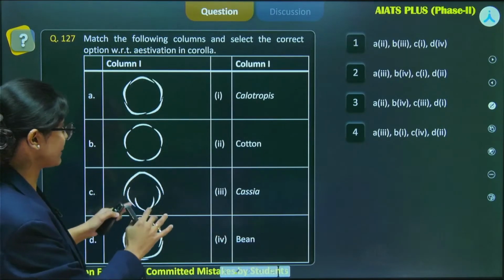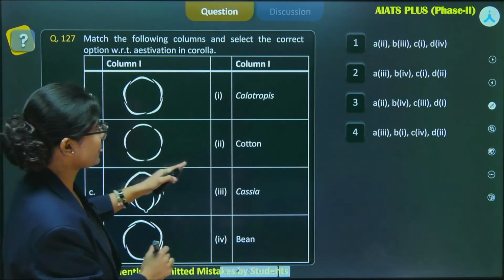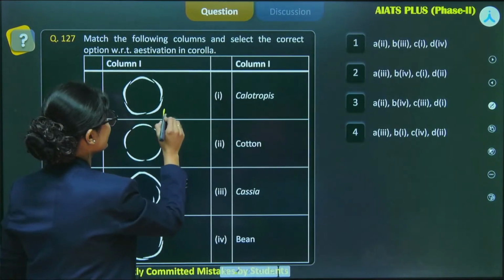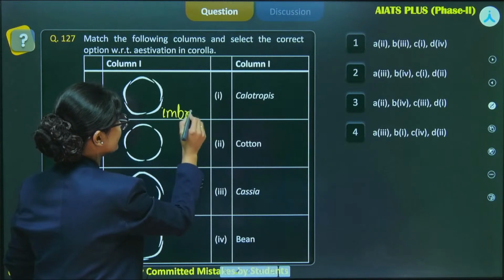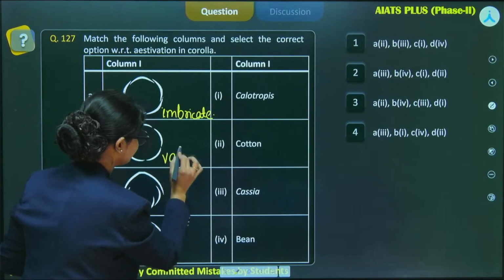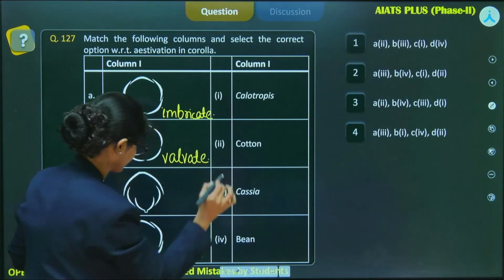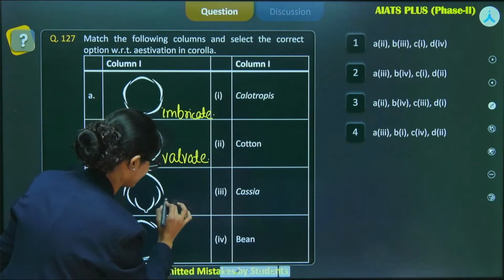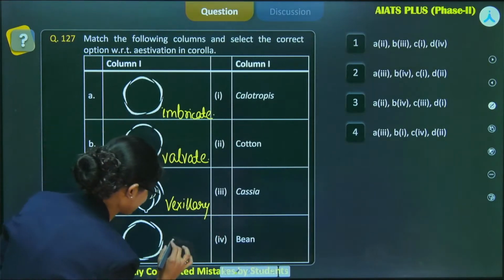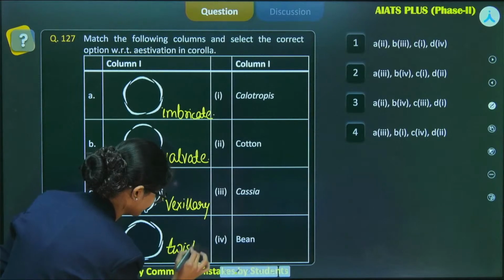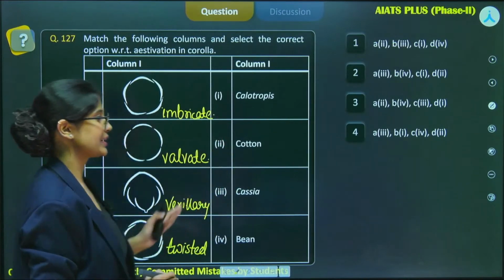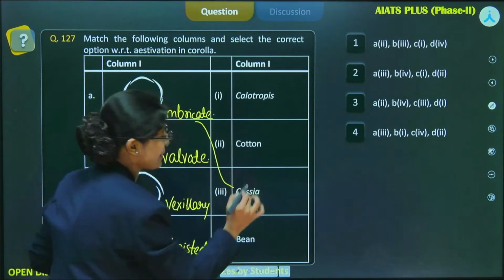Here we have to match them. The first one is, what type of aestivation is observed? In the first one, it is imbricate, right? Let's mark them first. Next one is valvate. C is vexillary. And the fourth one is twisted. So first one is imbricate. Imbricate aestivation is observed in Cassia. So A matches with 3.